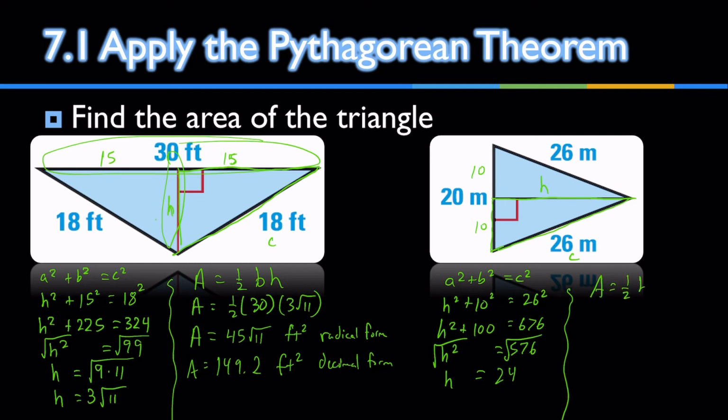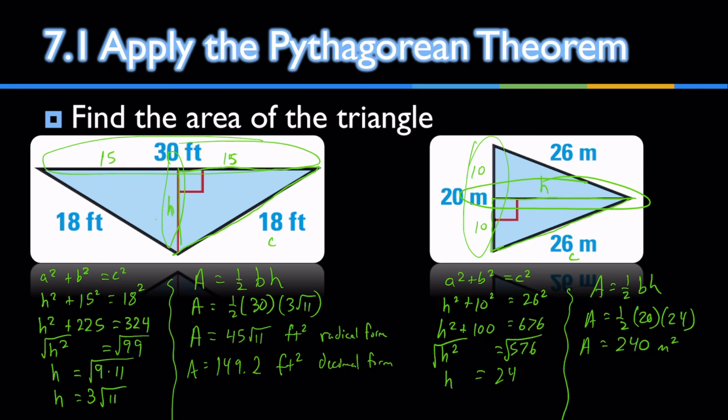Let's find the area. The base is here. It's the side of the triangle, so it's 20. The height is perpendicular to the base, which we found to be 24. Half of 20 is 10, times 24 is 240. The units are meters squared. And again, since that's exact, it could be radical form and decimal form.